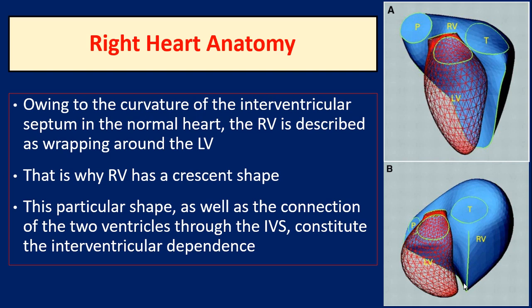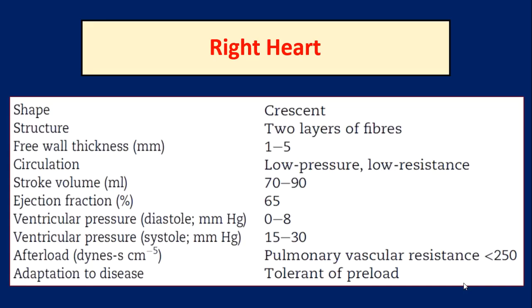Owing to the curvature of the interventricular septum in the normal heart, the RV is described as wrapping around the LV. This is why the RV is a crescent shape. And this particular shape, as well as the connection of the two ventricles through the interventricular septum, constitutes the interventricular dependence.